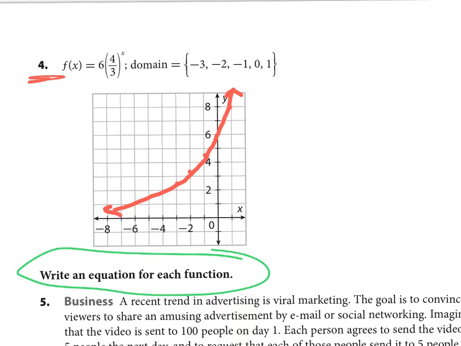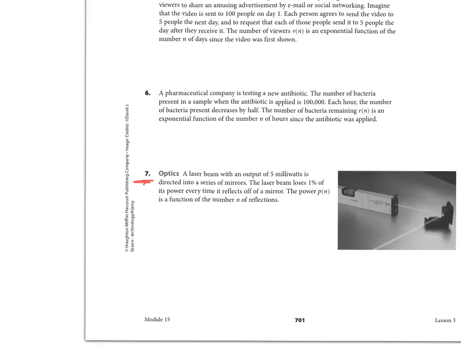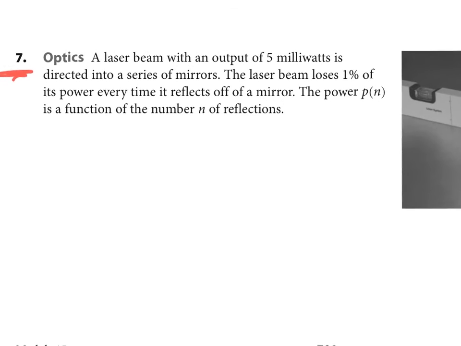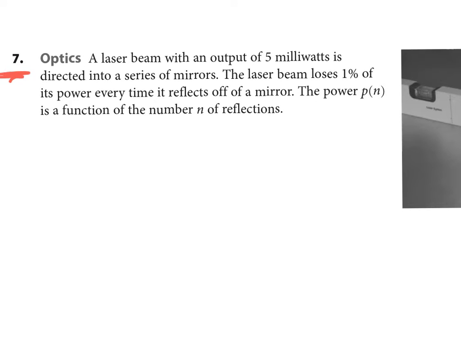Okay, the next one says write an equation for each function. We're going to do problem number 7. A laser beam with an output of 5 milliwatts is directed into a series of mirrors. The laser beam loses 1% of its power every time. So this 5 right here is our starting point. If we go back to terminology we used with linear, the starting point is our zero term. So this is our A. A is 5.